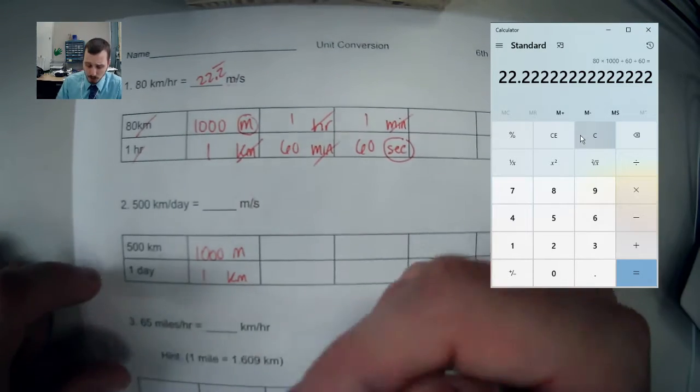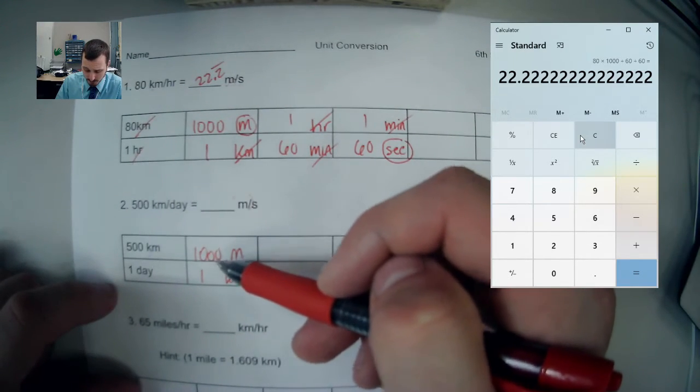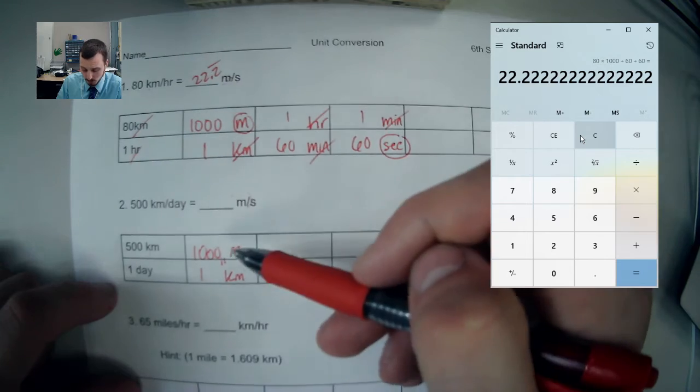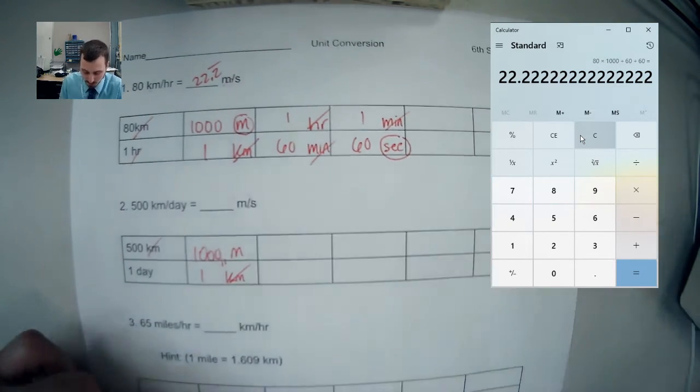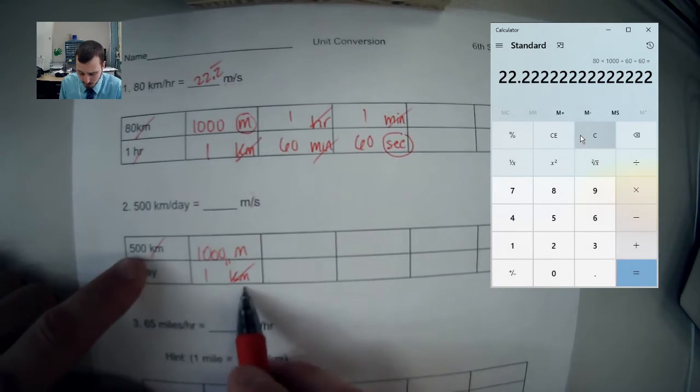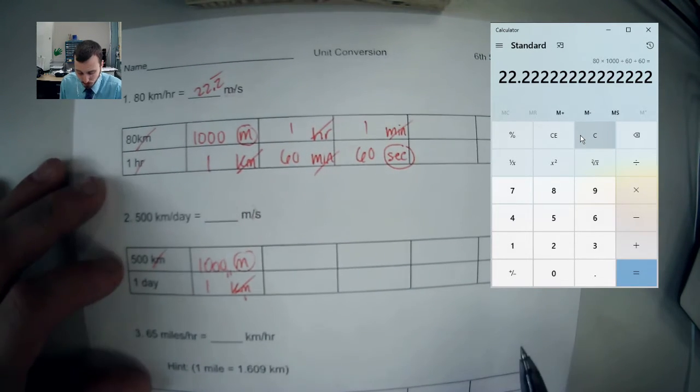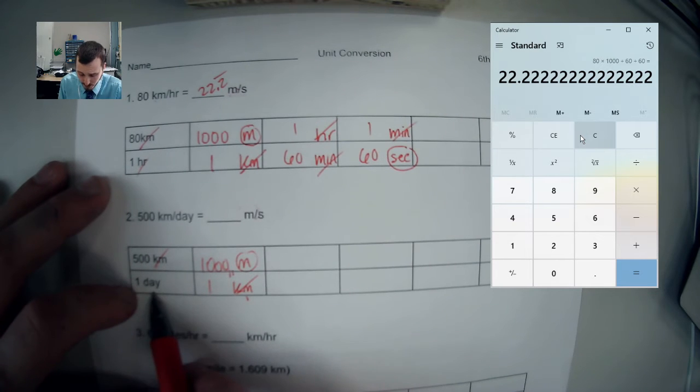And again, I can write these because these are equal to each other. These are equivalent. So it's like I'm multiplying the problem by 1 essentially, but I'm just changing the units. Okay? So our kilometers cancel. We're left with meters on the top, which is what we want. And then I need to do days to seconds.